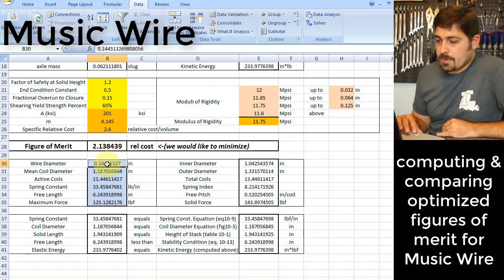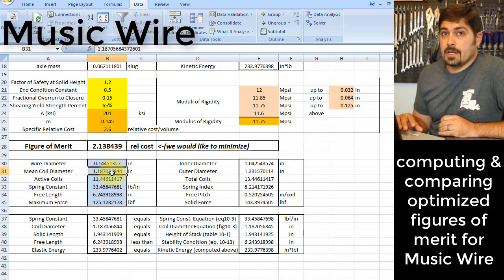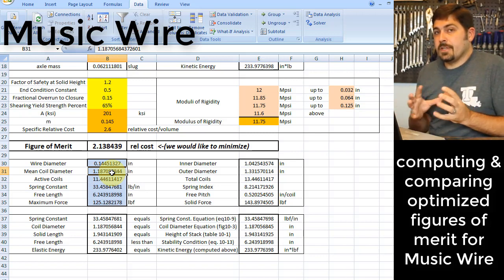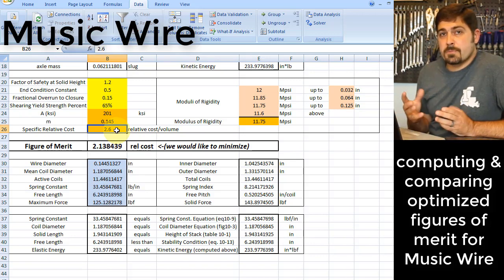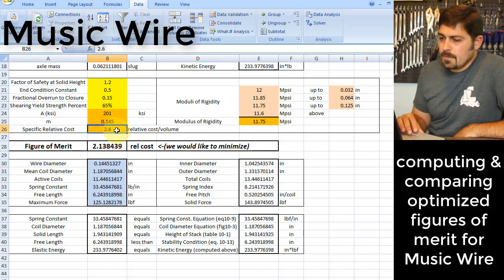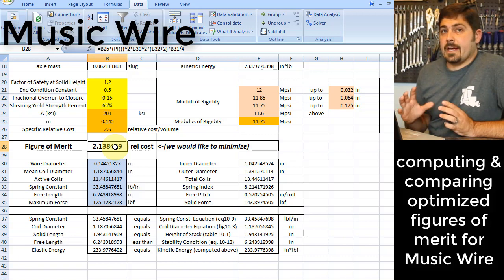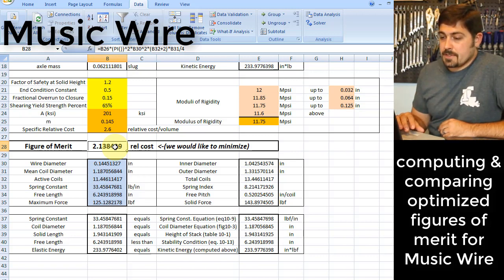You'll notice that it came up with a smaller wire diameter as well as a smaller mean coil diameter. So having the stronger material does save space, as you might expect it would. But the higher relative specific cost, which is basically how much it costs per unit of volume of the material, is so much higher that the cost is actually higher as well. So this is not as cost-effective a solution as the hard-drawn wire we had just a moment ago.